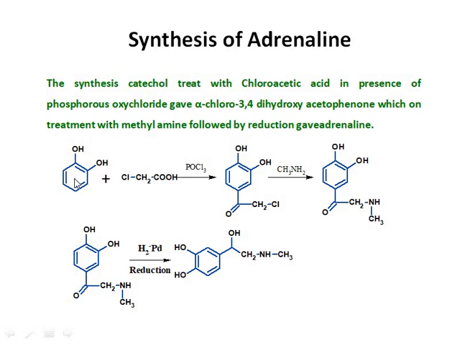Firstly, this is catechol. Catechol is treated with chloroacetic acid in the presence of phosphorus trichloride. Then what happens? It is a Friedel-Crafts acylation type of reaction, so this part will attach to this position. Then CH3NH2: NH2 will attack this carbon and replace this Cl. So this is NHCH3. Then this molecule can be treated with H2 palladium in reduction. Which bond can be reduced? H2 palladium will reduce the carbonyl group to OH. So this is adrenaline.